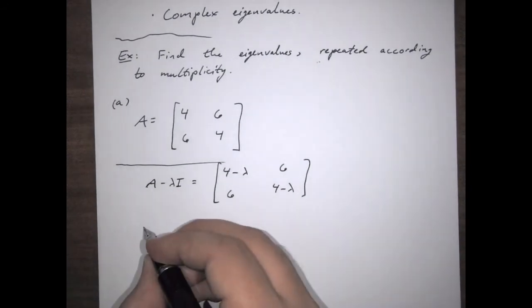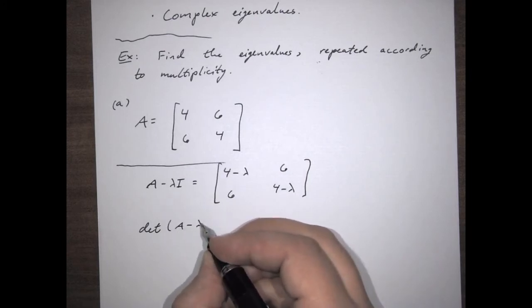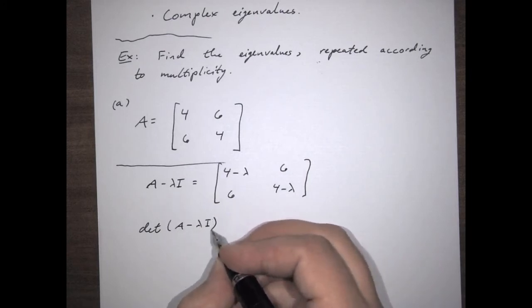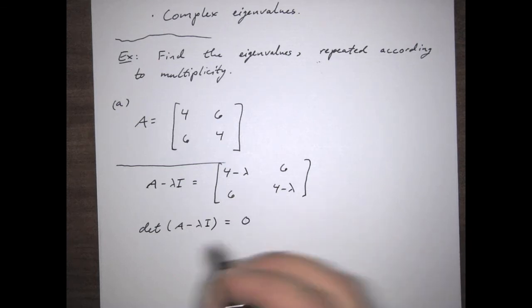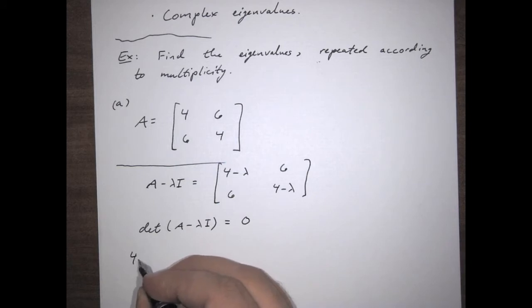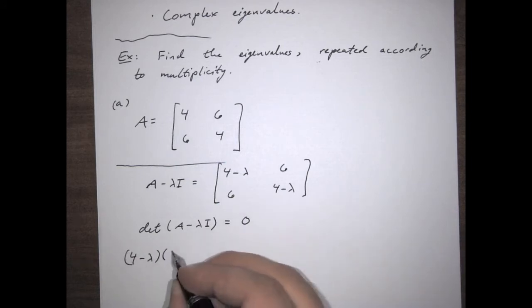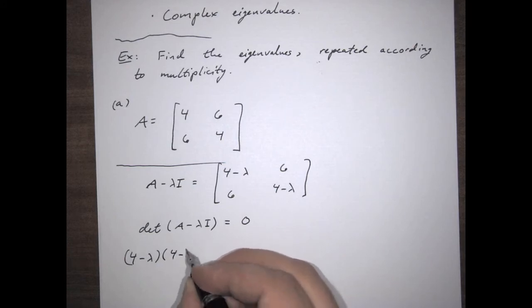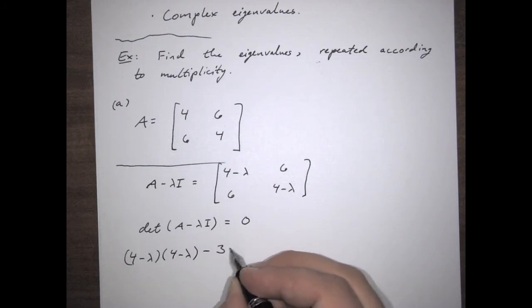So then the determinant of A minus lambda I equal to 0 would mean we have 4 minus lambda times 4 minus lambda, so it's a determinant of a 2 by 2 matrix, nice and easy. Then minus 6 times 6, which is 36.